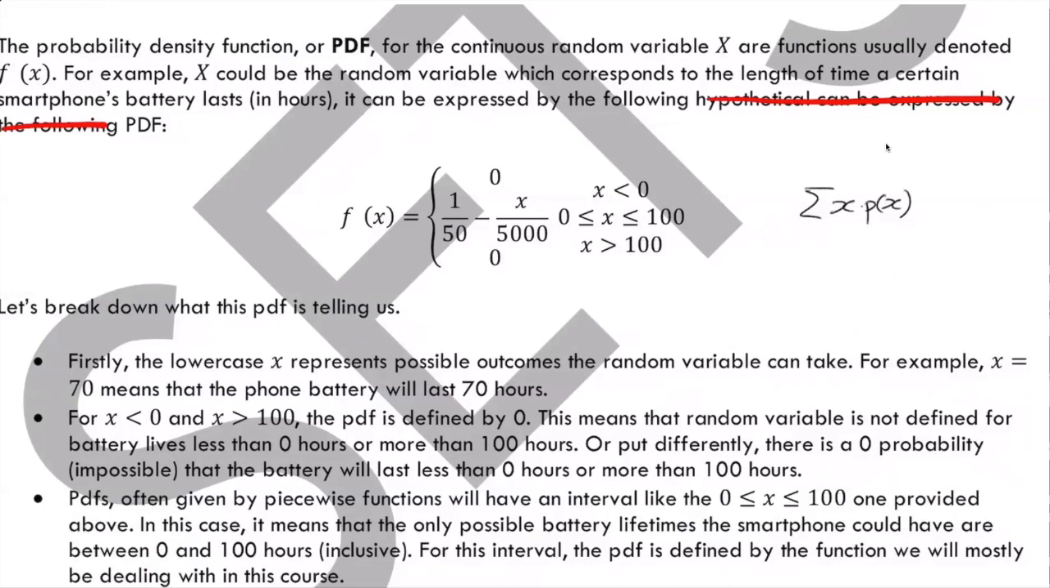If you look at this piecewise function, for x less than 0 and x greater than 100, the PDF is defined by 0. This means that the random variable is not defined for battery lives less than 0 hours or more than 100 hours. Or put differently, there is a 0 probability that the battery lasts less than 0 hours or more than 100 hours. Of course, it's impossible for it to last less than 0 hours. And then for whatever reason, let's just say it's impossible for this battery to pass 100 hours. I don't know, like it has a kill switch. If it gets to 100, it just turns off.